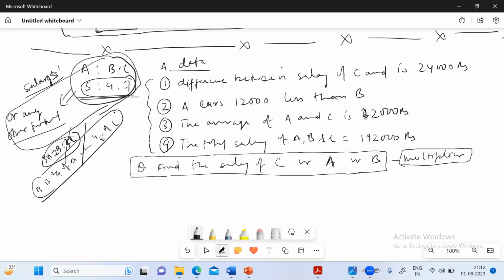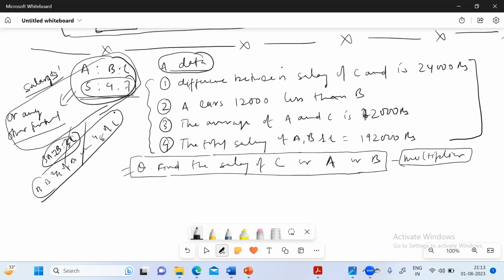Then I told you that they will give you a certain data which will help you calculate the multiplier. So there are variations of that too. Four of them I have written here, but we can make multiple arrangements to give you these data. And finally, the question will ask you any of the things.